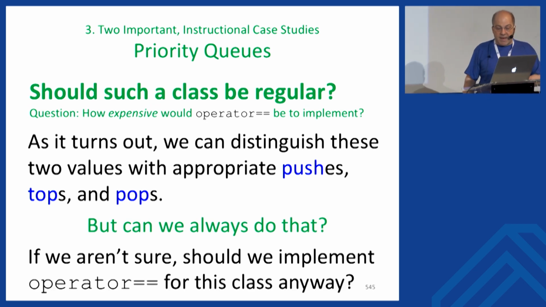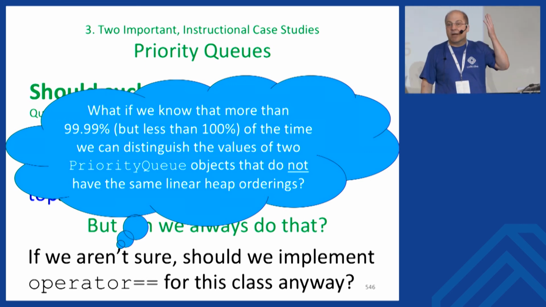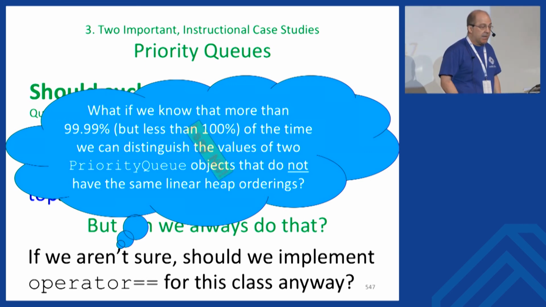Can we always do that? If we're not sure, should we try to do that? And what if we know that 99.9%, but not 100% of the time we can?